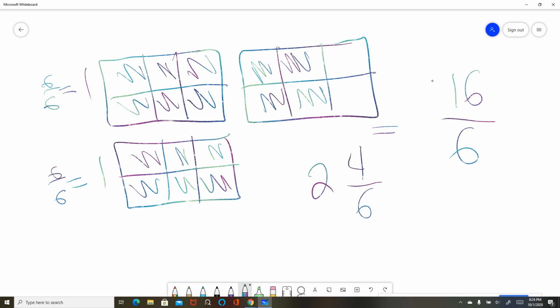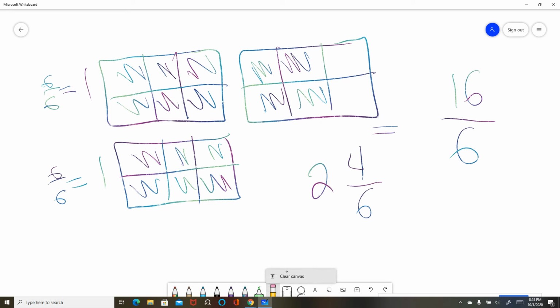So your two answers should have been 16 sixths. That's 12, 13, 14, 15, 16, 16 sixths. And then as a mixed number, or a mixed fraction, that would be 1 whole, 2 wholes, and 1, 2, 3, 4 sixths. 2 wholes, 4 sixths.